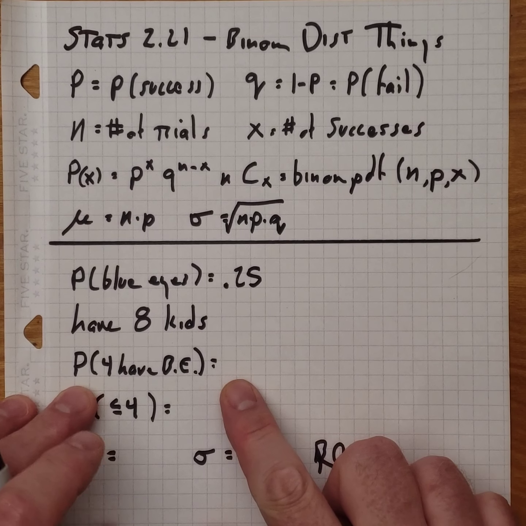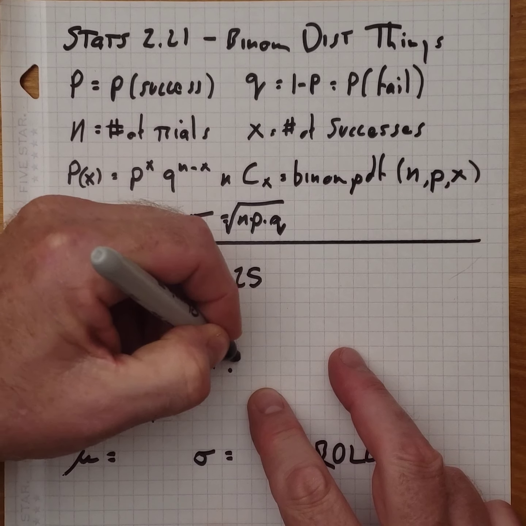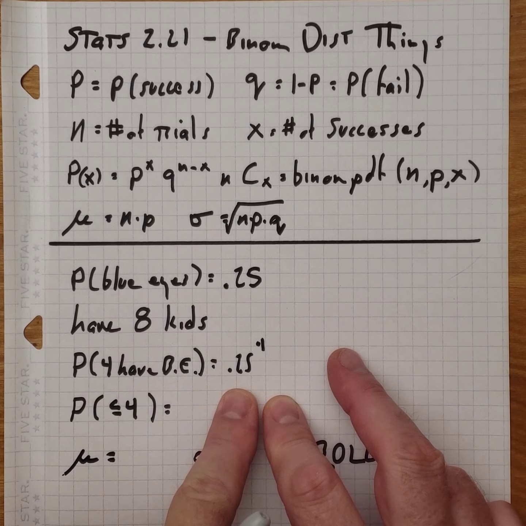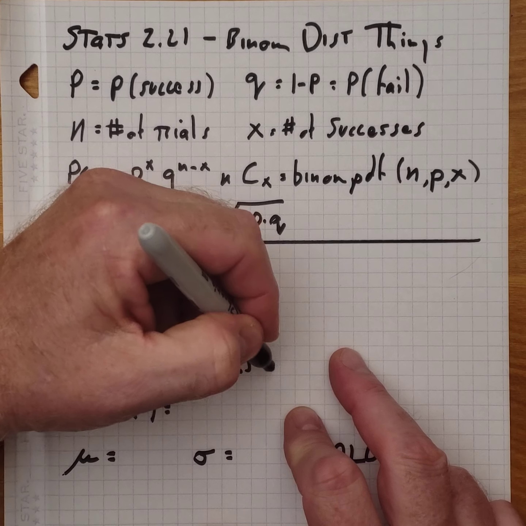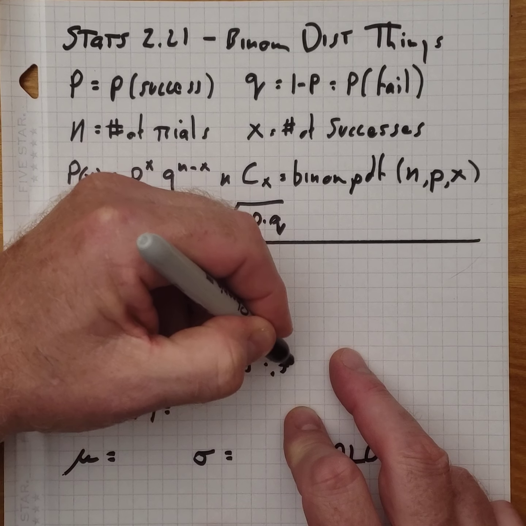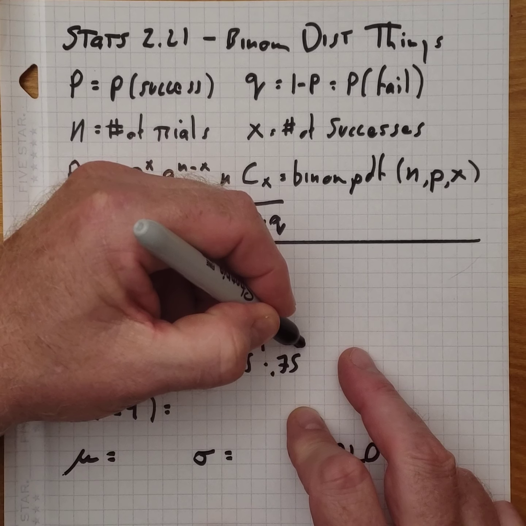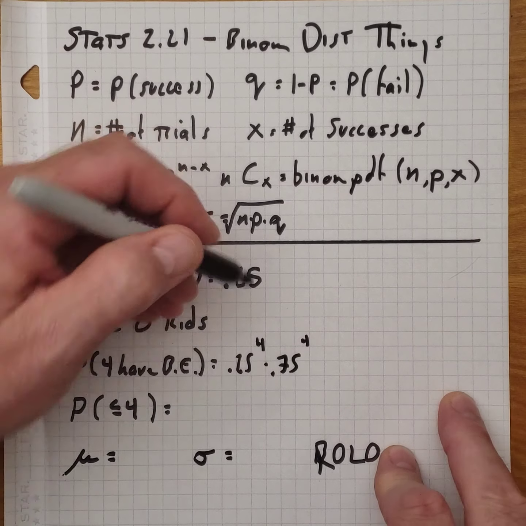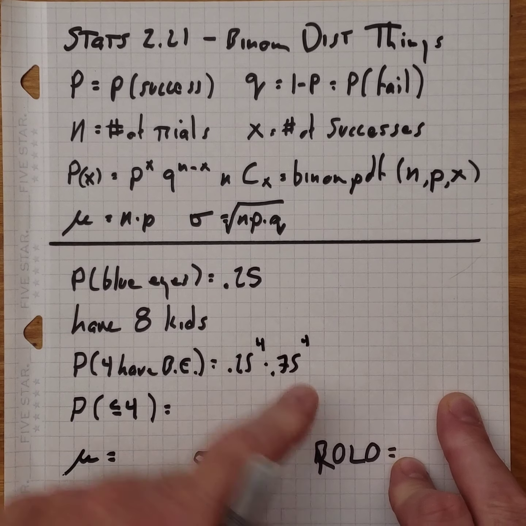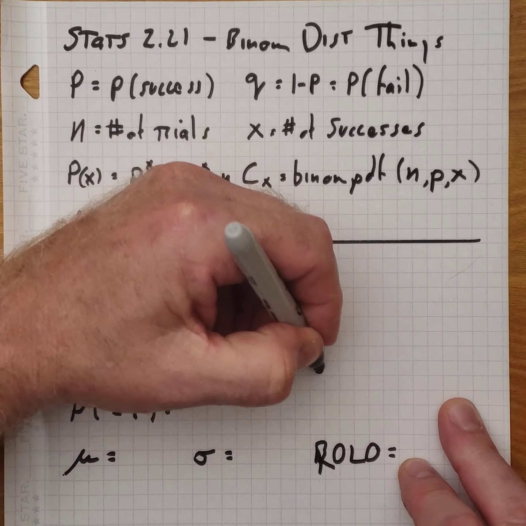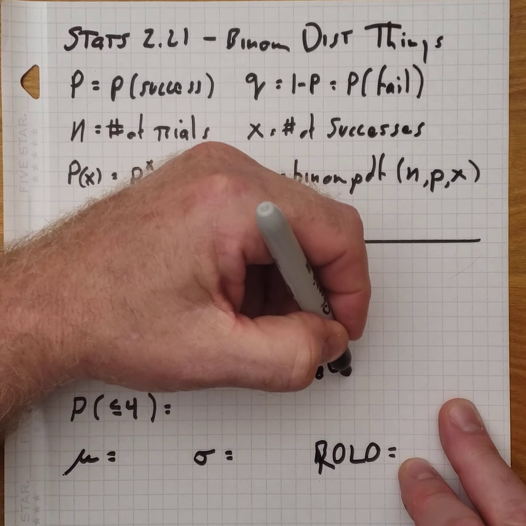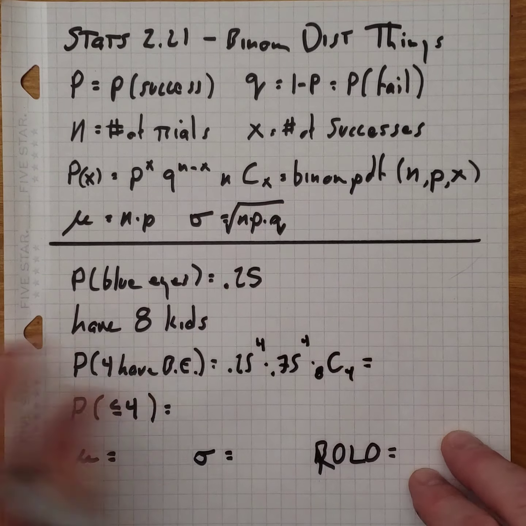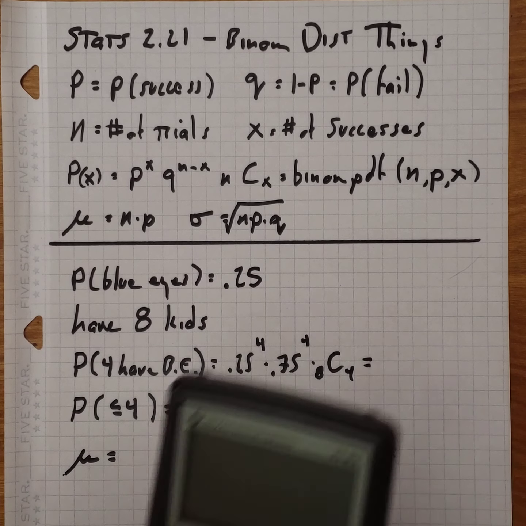Well, we could do it this way. We could do 0.25 to the 4th power, the probability of success to the number of successes, times the probability of failure, 0.75, also to the 4th power, because 4 out of 8 successes leaves 4 out of 8 failures. And now we would just do 8C4. Or we could go straight to the calculator and use binomial PDF, and that's what we're going to do.